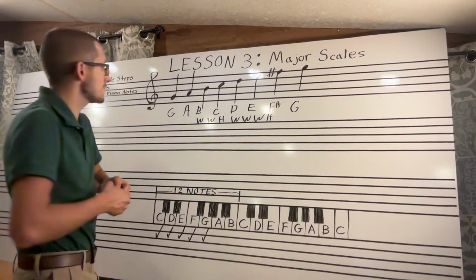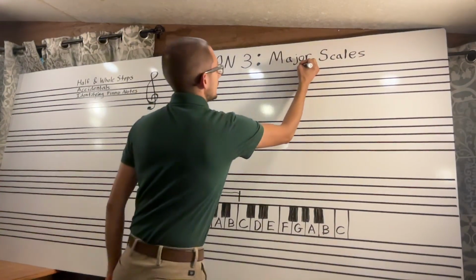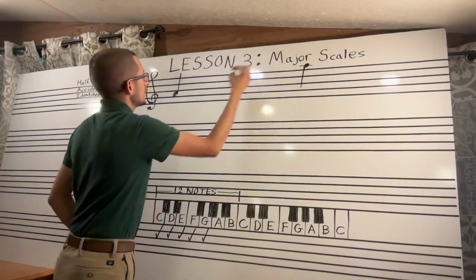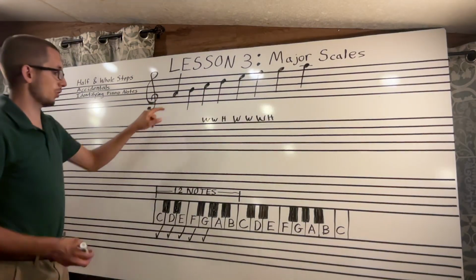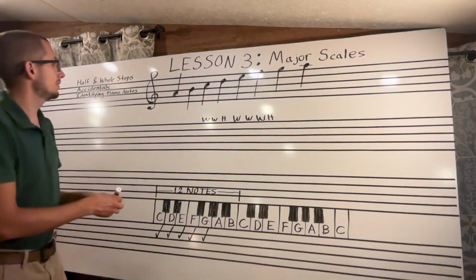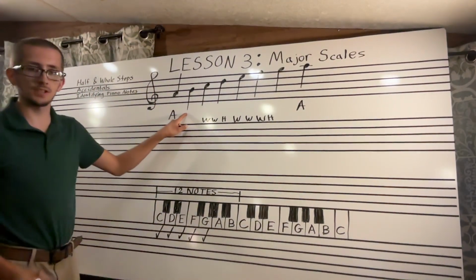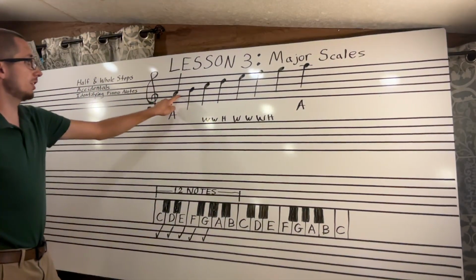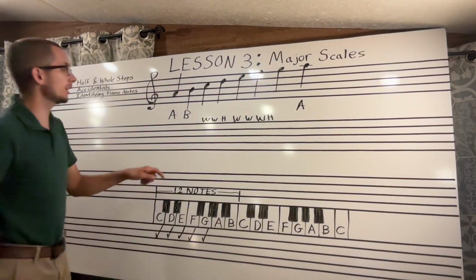Let's write our A major scale. So we'll start and end on the note A and fill in each line and each space. So our A major scale needs to start and end on A. And our first interval is a whole step. Do we have a whole step from A to B? Yes, we do. So that pitch is good right there.